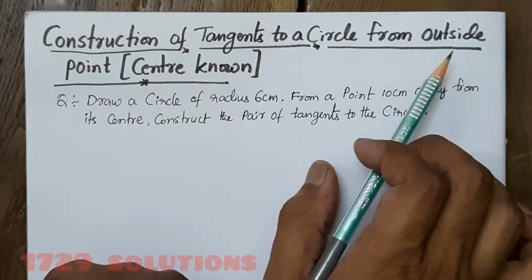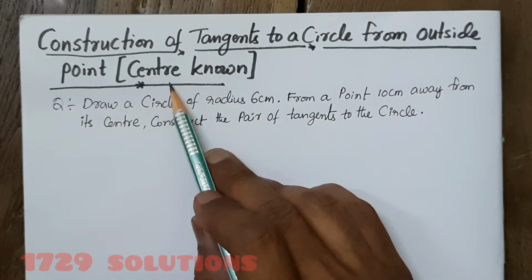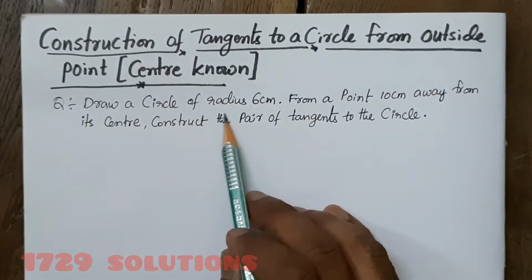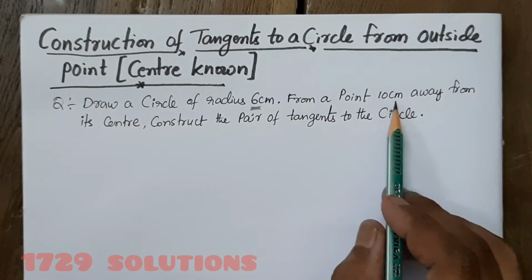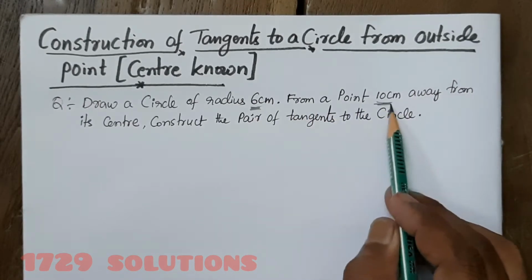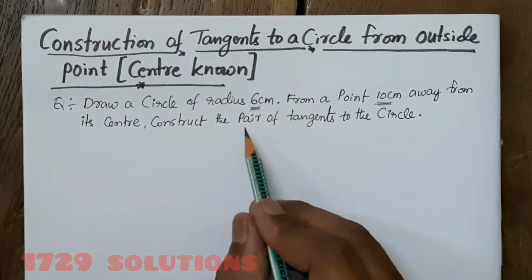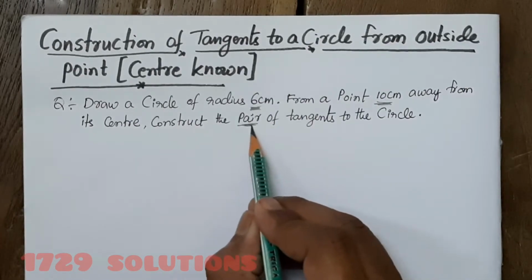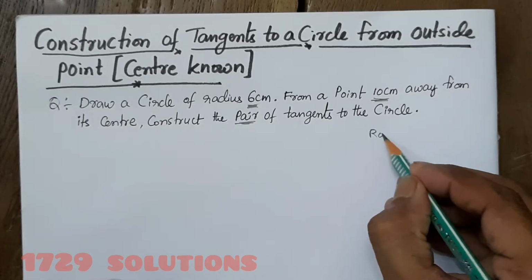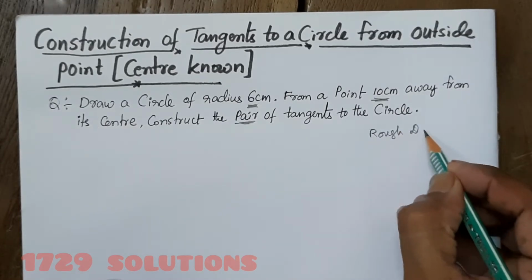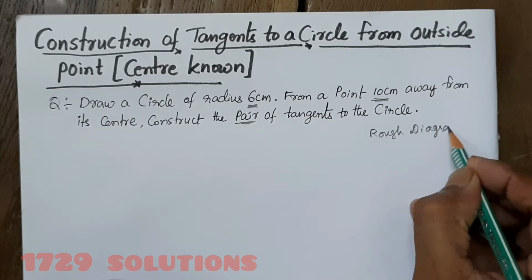Now today one more construction, that is construction of tangents to the circle from a point outside, if the center is known. This requires a radius and a point outside of a circle. We need to get a pair, meaning two tangents will come from a point outside. Now it is a rough diagram, a very important rough diagram.